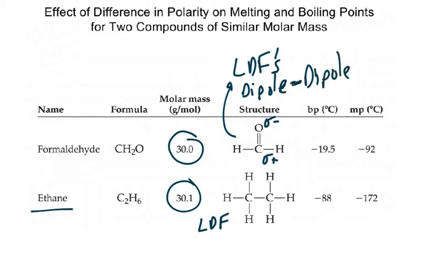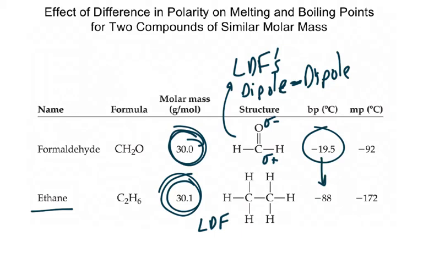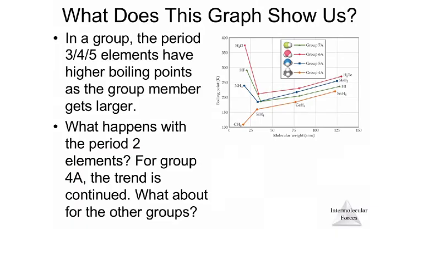Now, again, if you are comparing two molecules of about the same size, the dipole-dipole force is a much stronger intermolecular force. So notice how the boiling point is way higher, as well as the melting point, compared to ethane, which is only determined by LDFs. So the dipole-dipole interaction will result in a higher boiling point as well as a higher melting point.